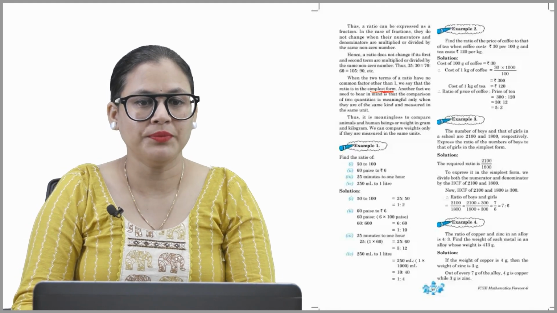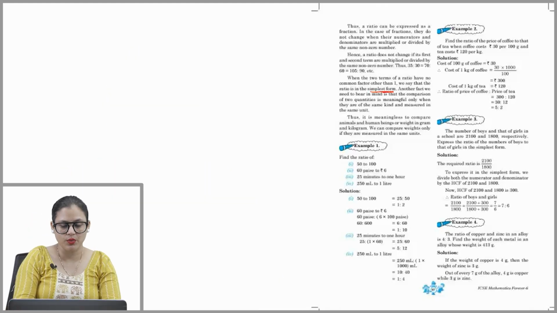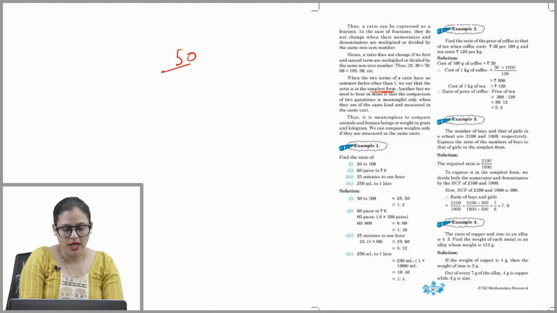Let's do example 1. We have to find the ratio of 50 to 100. So, 50 upon 100. 0, 0 goes, 5 ones are 5, 5 twos are 10. So, the ratio is 1 is to 2.